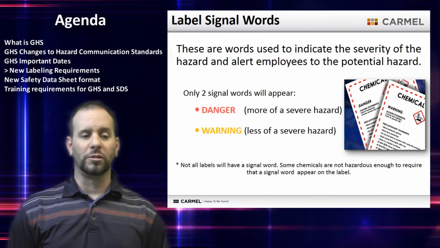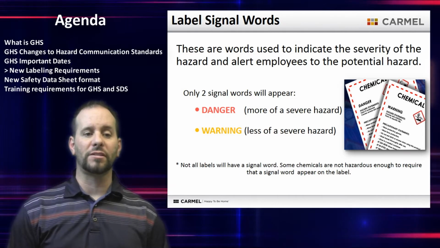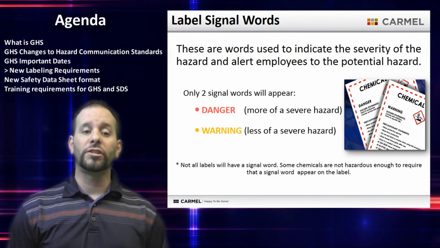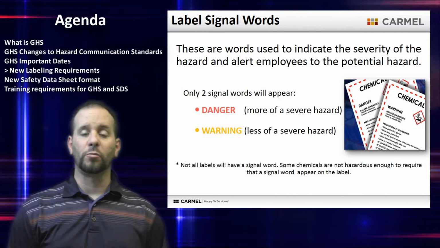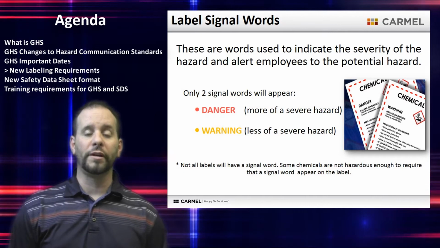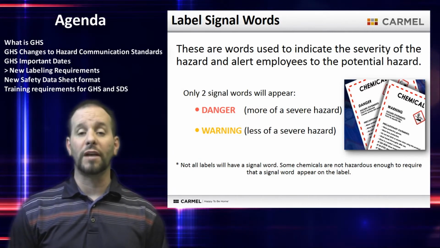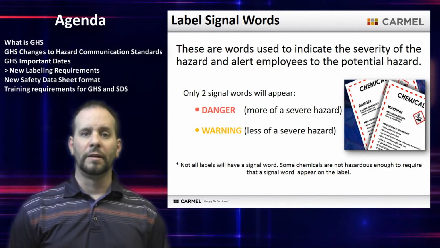So, labeling signal words. These are words used to indicate the severity of the hazard and alert employees to the potential hazard. Only two signal words will appear: danger and warning. Danger is more of a severe hazard, and warning is less of a severe hazard. Not all labels will have signal words. It depends on the severity of the chemical that we're dealing with at the time.